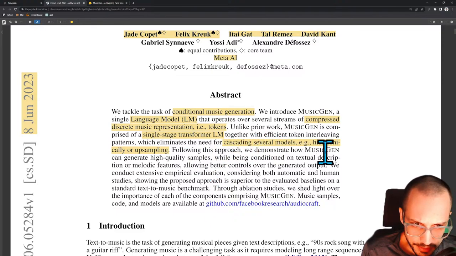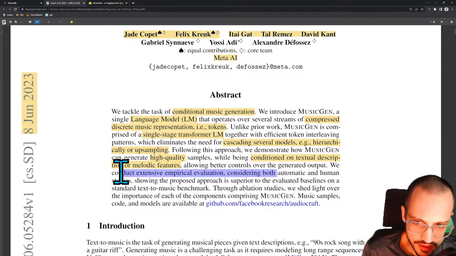Following this approach, we demonstrate how MusicGen can generate high quality samples. There's no actual definition for what high quality samples is here, so that's kind of a random subjective take. While being conditioned on textual descriptions and/or melodic features. Here's the confirmation that they're conditioning on text and on what they're calling now melodic features. Allowing better controls over the generated output, we conduct extensive empirical evaluation considering both automatic and human studies.